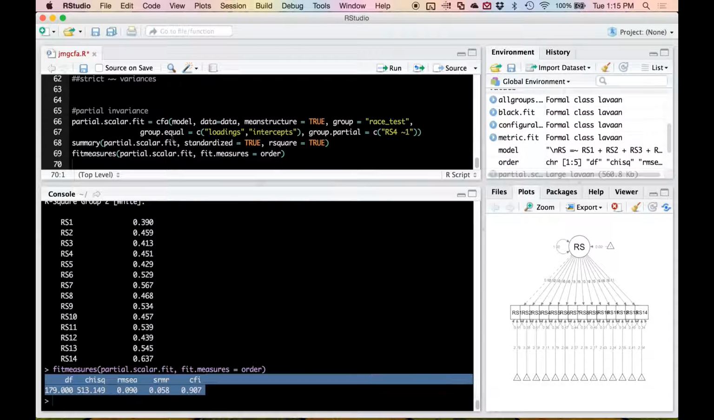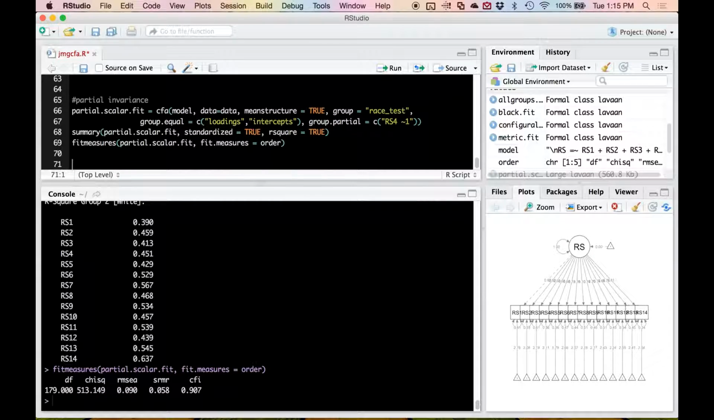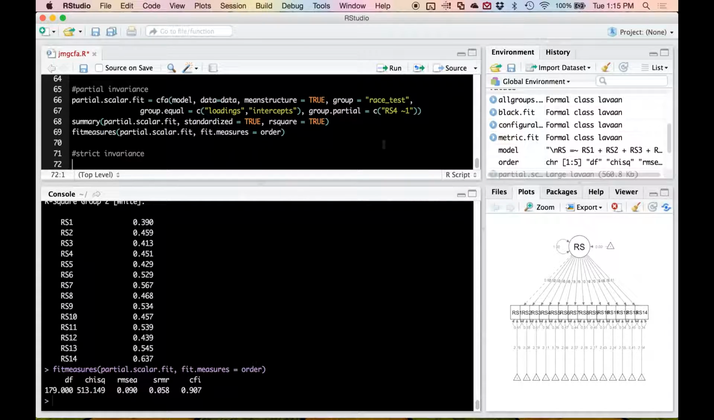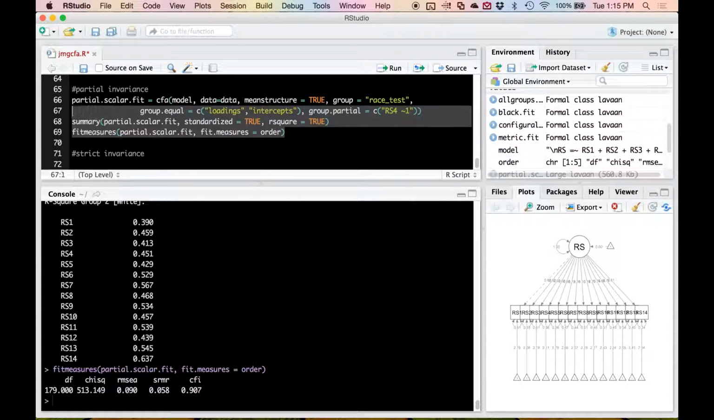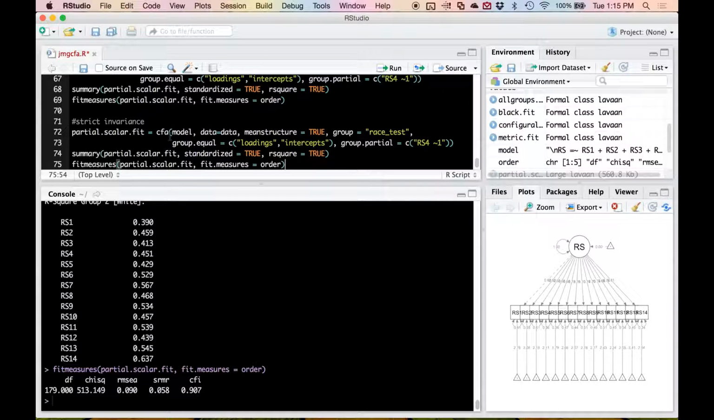All right, let's test that now. So let's get down into strict invariance. I don't know why it doesn't have a fancy name. It just doesn't. So I'm going to copy this code because I want to keep working my way down one step at a time. But now it's just going to be strict. It's really kind of partial strict invariance because we are going to leave that partial piece in there. And so I'm going to leave all this in here, this group.partial piece.